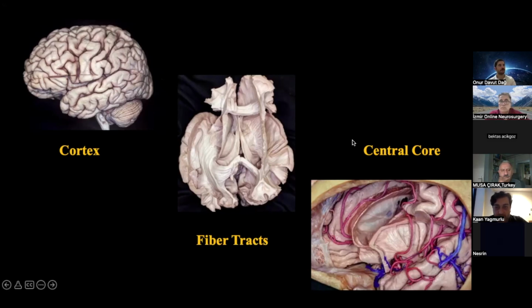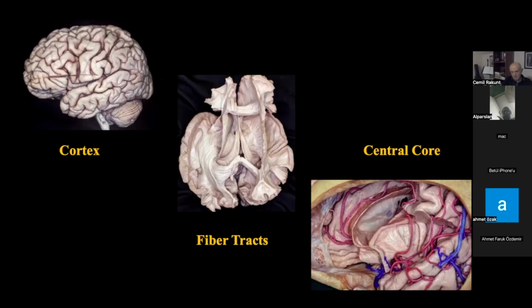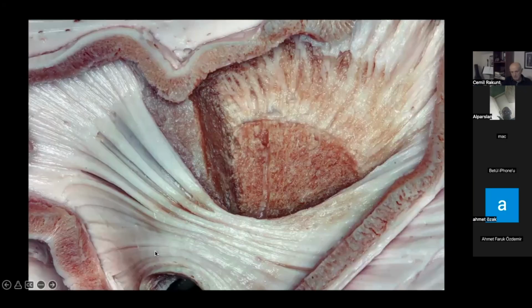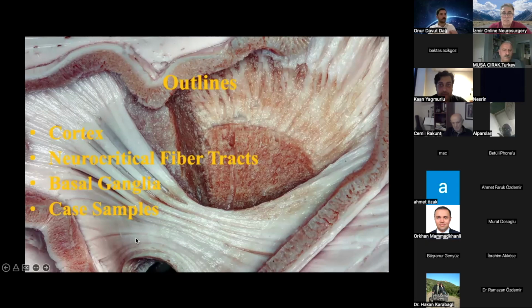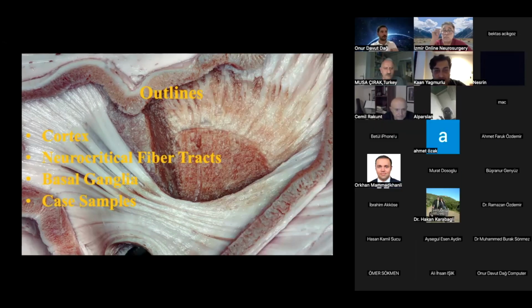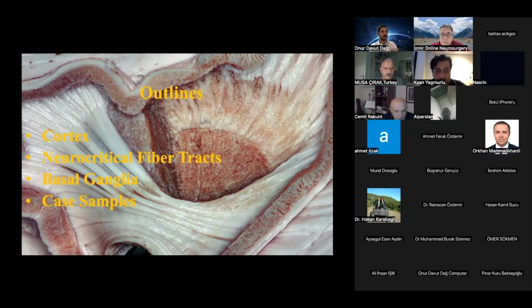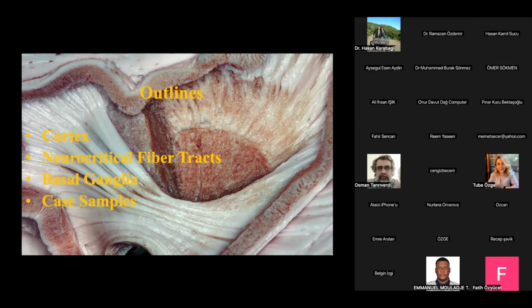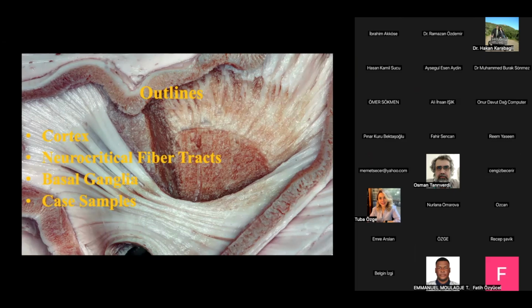So it's important. And the central core, the basal ganglia structure, is kind of like the autopilot. It's mostly related to movements, the hyperkinetic or hypokinetic movements. We will discuss it briefly later. The outline of my talk: I will discuss the cortex first, then I want to show the neurocortical fiber tracts, and then the basal ganglia structures, and finally, I would like to show some case samples of gliomas which use the fiber tracts for spreading out.